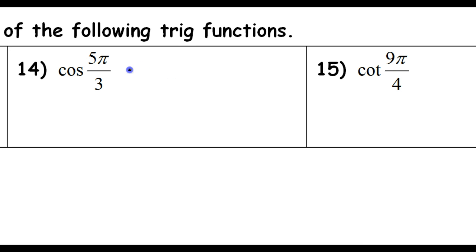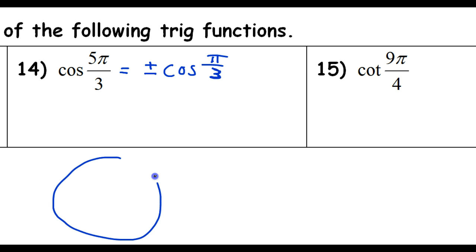Again, I'm going to do it without the calculator first. Cosine of 5 pi over 3 is going to equal the same thing as cosine of pi over 3, alright? Because this is one of those special angles, and this would be the reference angle. But maybe it should be minus. Maybe it should be negative. So again, to figure that out, I look at the unit circle.